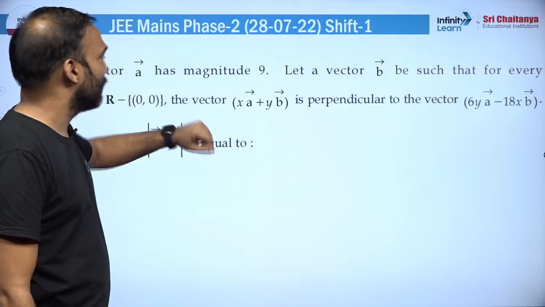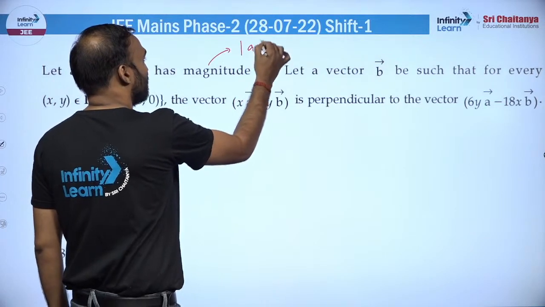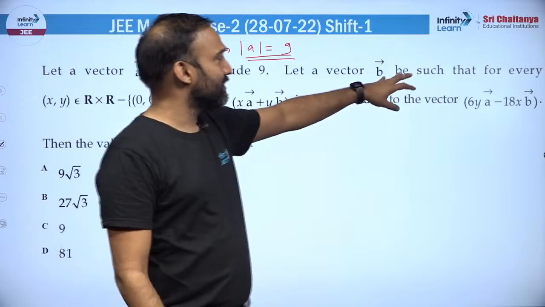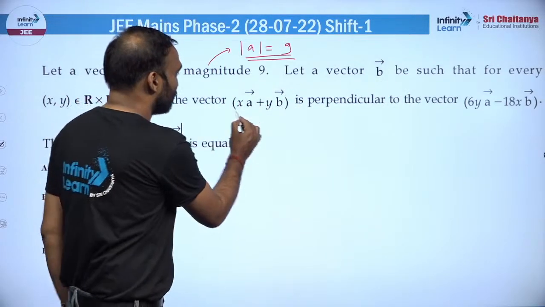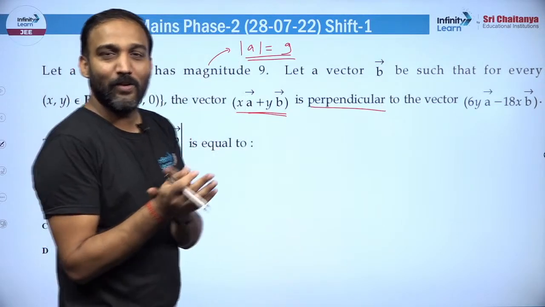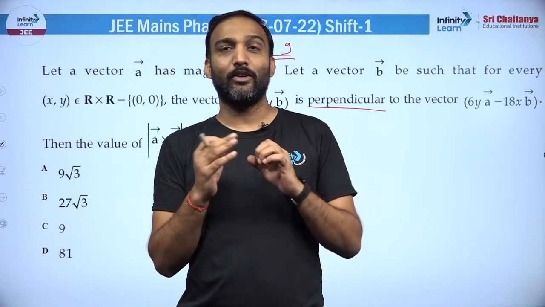The next question came from the vectors. Vector A has a magnitude 9. So I know that modulus A will be equal to 9, right? Now there is a vector B which is defined as x comma y, vector xa plus yb is perpendicular, right? The moment we see the word perpendicular it means the dot product will be 0, because whenever 2 vectors are perpendicular, their dot product is 0.